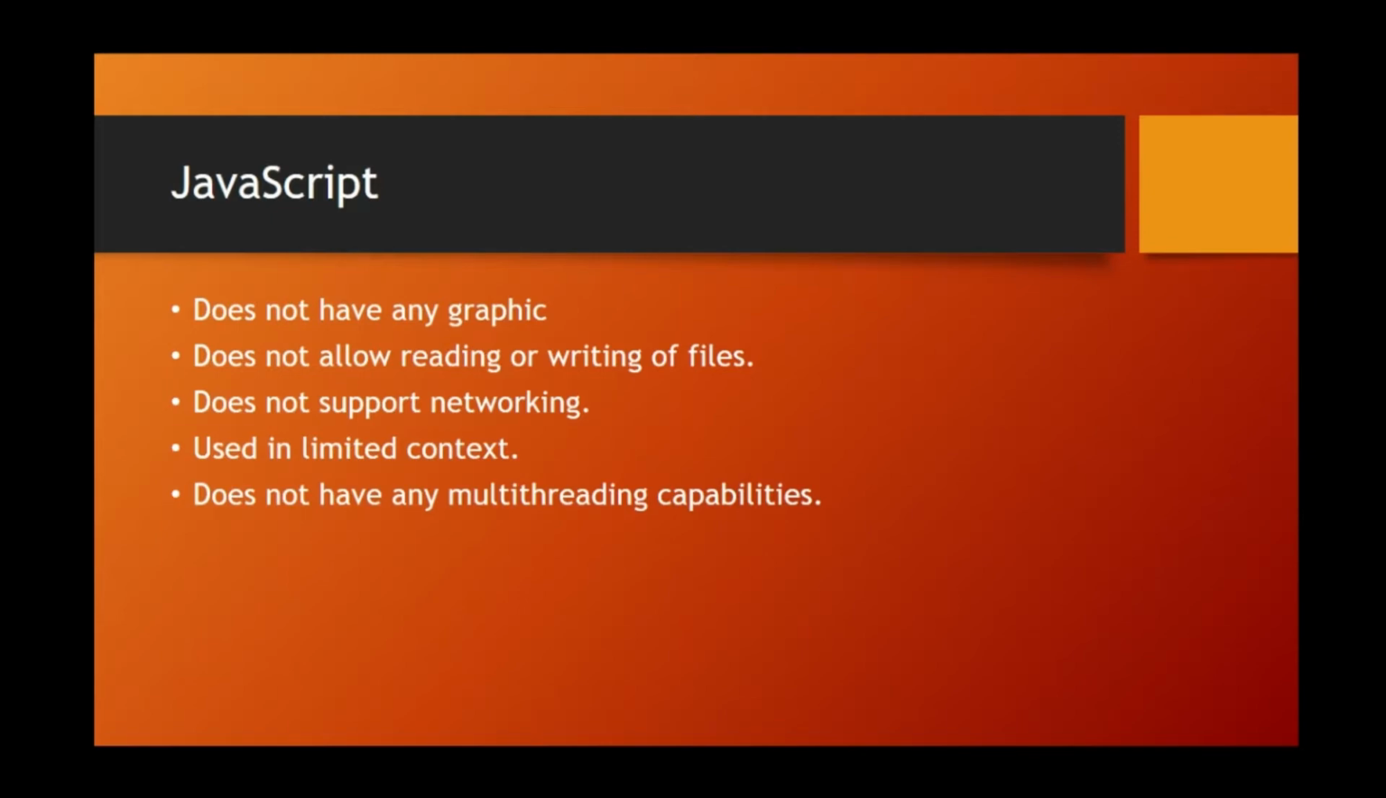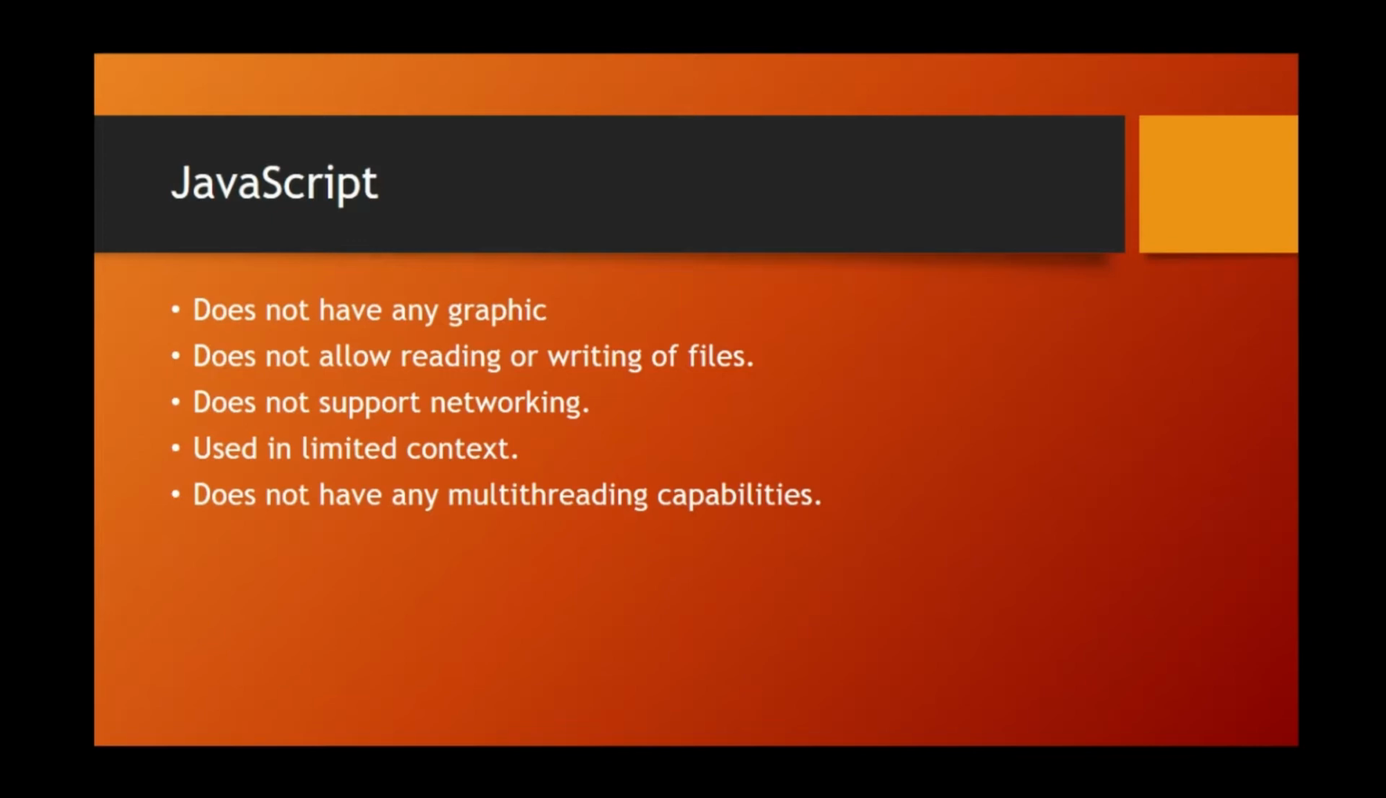Okay, this part is about what JavaScript can't do, compared to what other programming languages can do. The first one, it does not have any graphics. So it does not support graphics compared to other programming languages. It only has certain parts that we can assume as graphics, but it does not support everything like the Java language, C++, C, and Visual Basic.